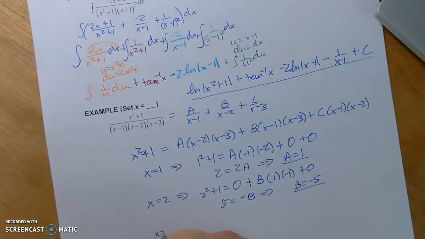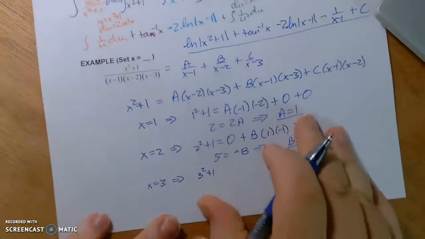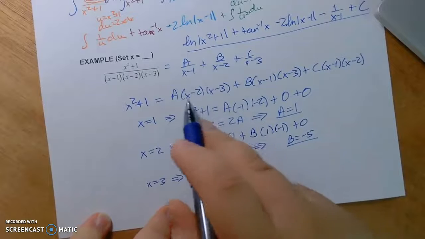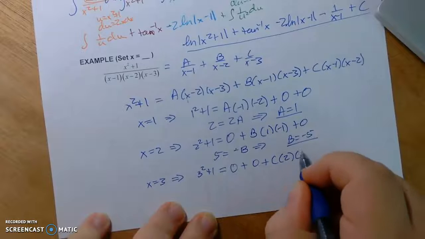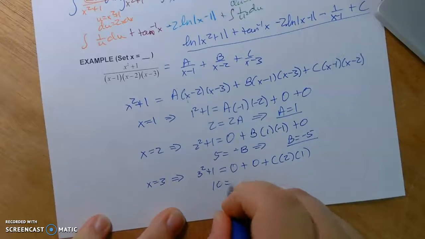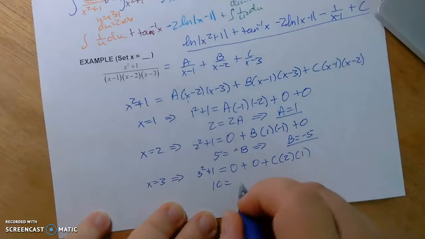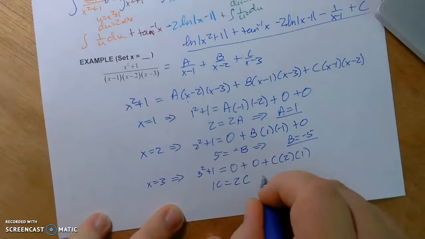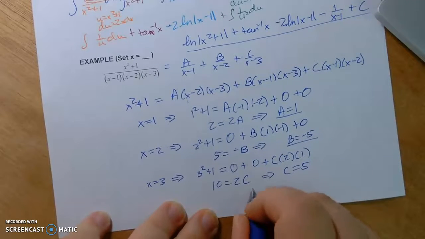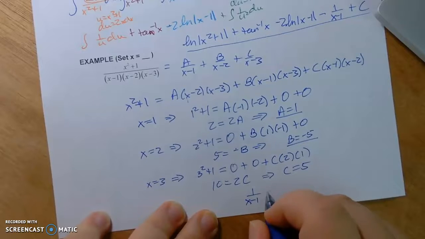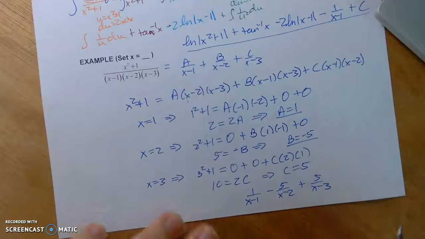And then x equals 3 implies 3 squared plus 1 equals 0 plus 0 plus c times 2 times 1. So this becomes 10 equals 2c. So that implies that c equals 5. So our partial fractions are 1 over x minus 1 minus 5 over x minus 2 plus 5 over x minus 3.